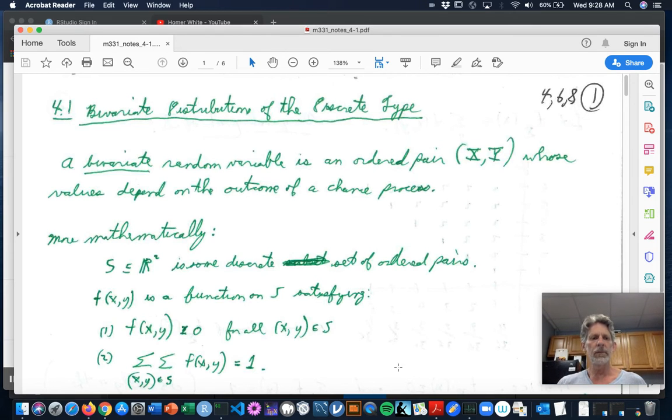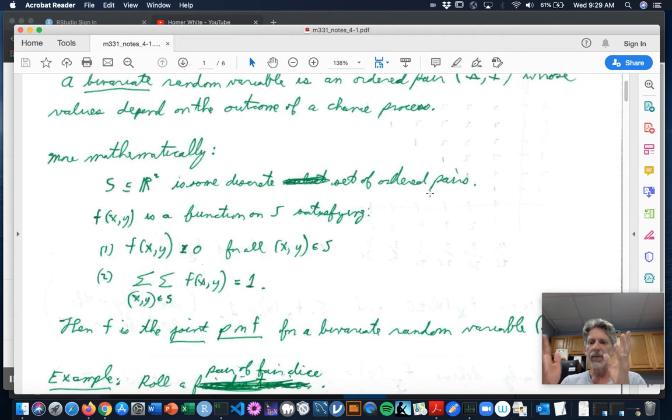Well, a bivariate random variable is an ordered pair of numbers, as opposed to a regular random variable that's just a number that depends on chance. A bivariate random variable is an ordered pair of numbers whose values depend on the outcome of a chance process. Here's a more mathematically precise way to describe this.